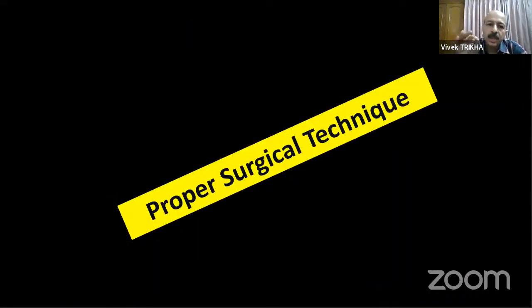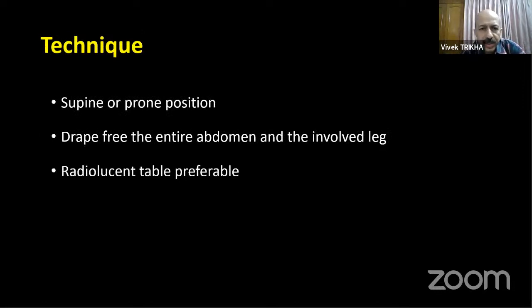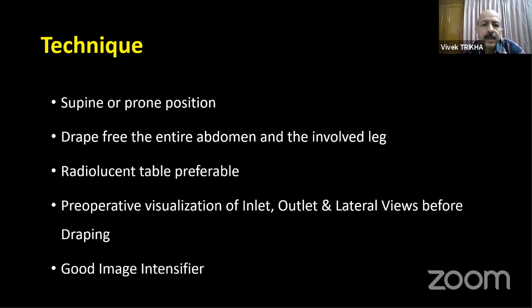That brings us to the proper surgical technique to be used here. The most important thing is you can do it in both supine and prone positions. Drape freely the entire abdomen, because you might have to go open also if you want, and the involved leg where you want to do the distractions and reductions. A radiolucent table is preferable here.